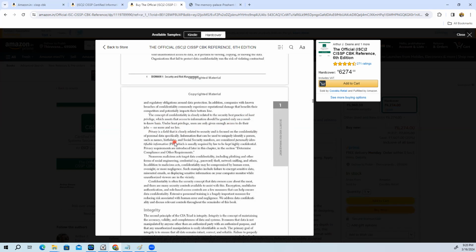So this is how you need to understand. Confidentiality is often the security concept that data owners care about the most. So which is the greater concern for the data owner? The answer is confidentiality. Encryption, multi-factor authentication, and role-based access are a few of the measures. So which is used to achieve what? These are the important parts. Extensive personnel training is usually an important measure for reducing risk as well as human error. So this can be the question: which is the most effective control to reduce human error and negligence? The answer is extensive personnel training. So instead of remembering everything, make a point of these keywords. That is how you are able to remember everything.